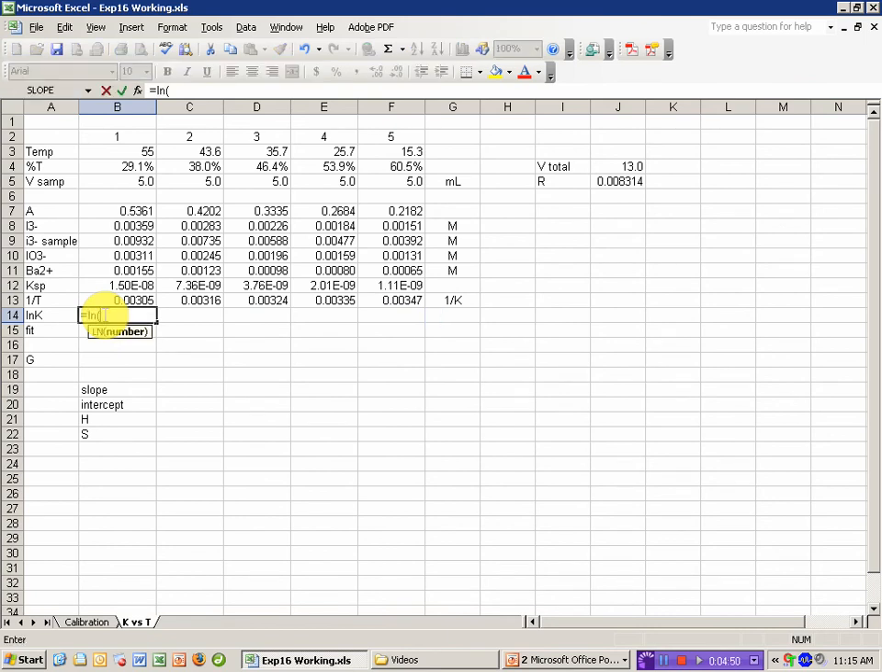The natural log function in Excel is ln, open parentheses, and stick in what you want to take the log of. Now, we could use the log function, the base 10 log. If you use the base 10 log, you need to include that 2.3 correction factor. I'm going to use the natural log, so I don't need to include that correction factor. And there's my natural log.